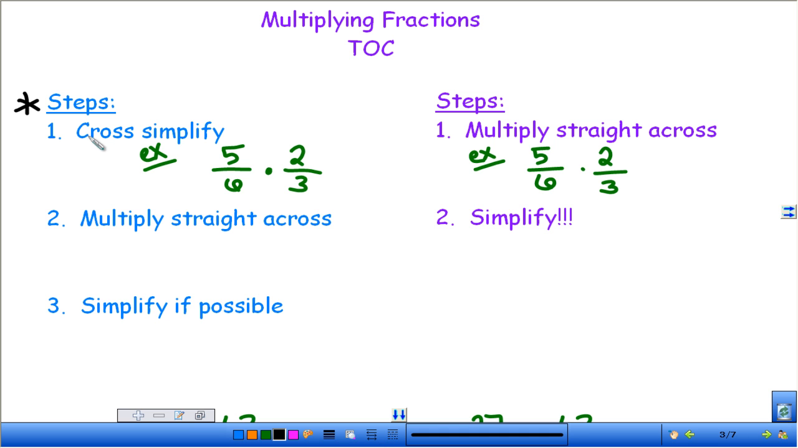Okay, so step 1, cross simplify. We're going to talk about what that is in just a second. Step 2, multiply straight across. And step 3, simplify if possible.